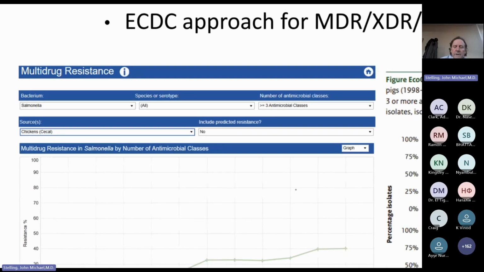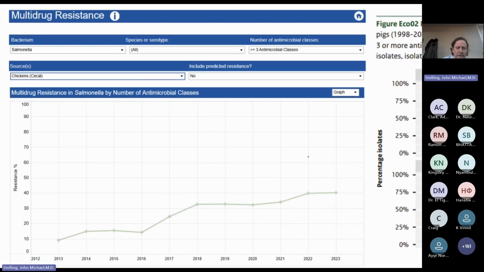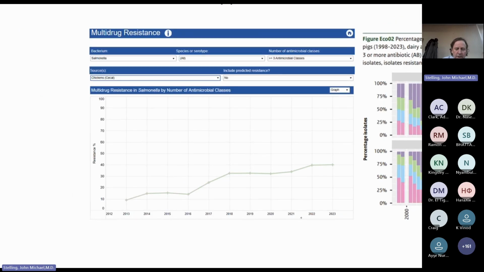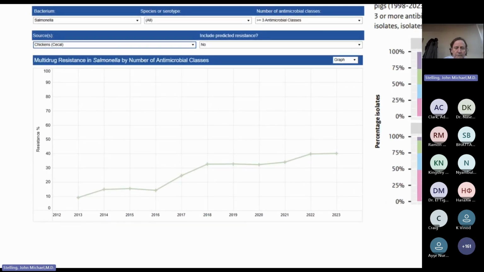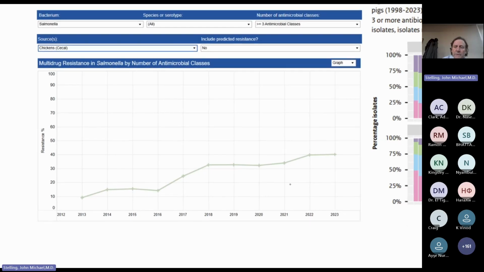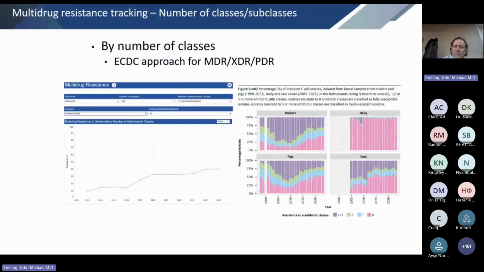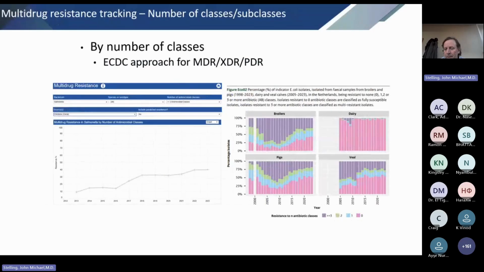And this is the NARMS website. I selected bacteria, salmonella. I selected the variable resistance to greater than or equal to 3 classes, chicken, cecal isolates. And you see from 2013 to 2023, a steady rise from 10% to 40% of multi-drug resistance as defined by resistance to 3 or more agents.